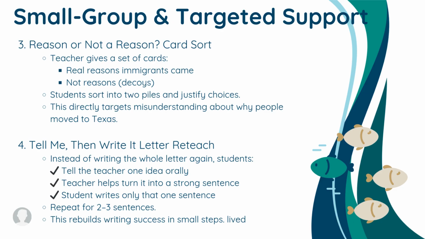The next one, tell me, then write, is a scaffold for reluctant writers. They orally tell you one idea, and then you help shape it into a strong sentence, and then they only write that sentence. And you repeat this for a few sentences, and it lets them experience success in small supported steps.